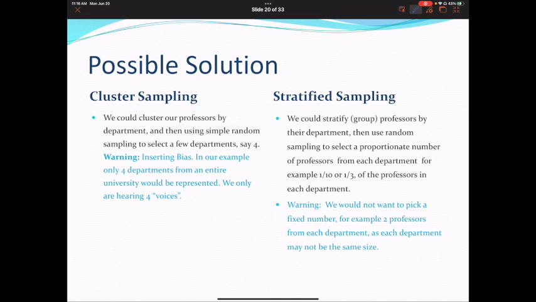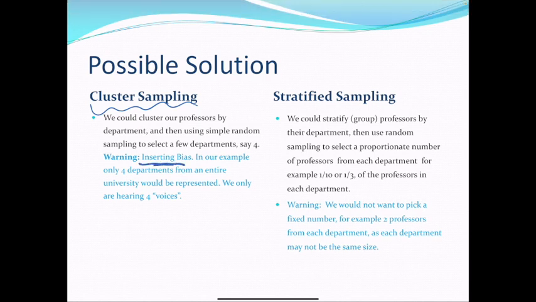So here's a possible solution to the previous question I just posed. For clustering, we could cluster our professors by department and then use simple random sampling to collect 4 departments, but this inserts bias, right? We'd only hear from 4 departments, we're only hearing 4 voices.